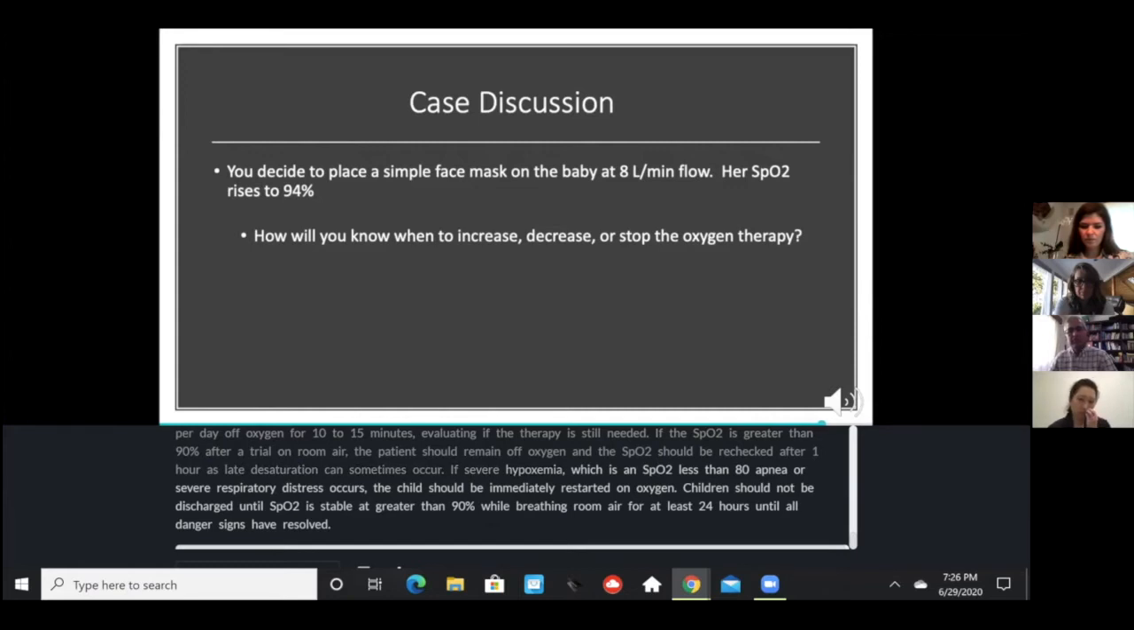If severe hypoxemia, which is an SpO2 less than 80, apnea, or severe respiratory distress occurs, the child should be immediately restarted on oxygen. Children should not be discharged until SpO2 is stable at greater than 90% while breathing room air for at least 24 hours until all danger signs have resolved.